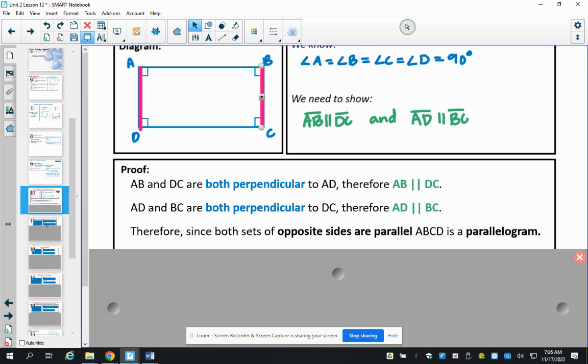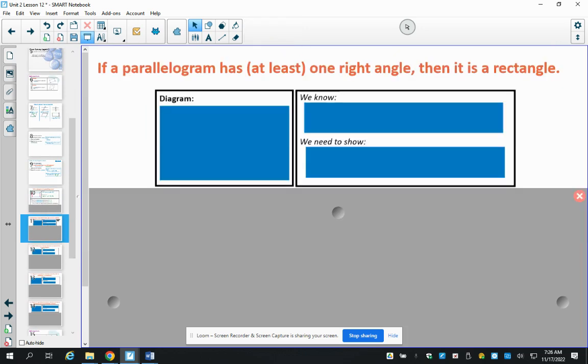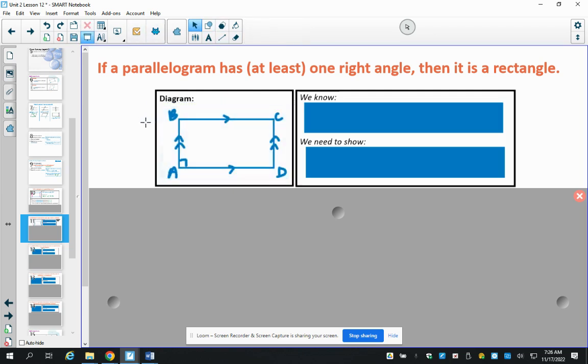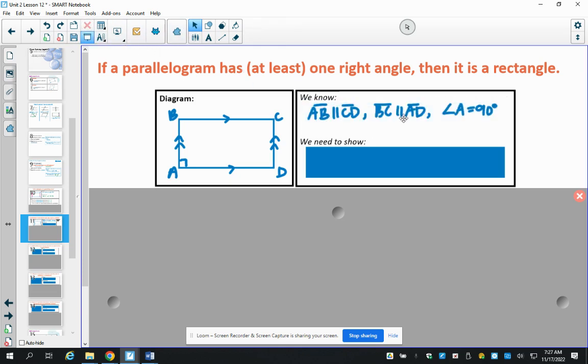All right, so we're going to look at 4 more statements. And so in this one, it says, if a parallelogram has at least one right angle, then it's a rectangle. So go ahead and draw a diagram. Okay, put in a right angle. So what do we know? So we know it's a parallelogram, so we know that the opposite sides are parallel. They also told us we have a 90-degree angle.